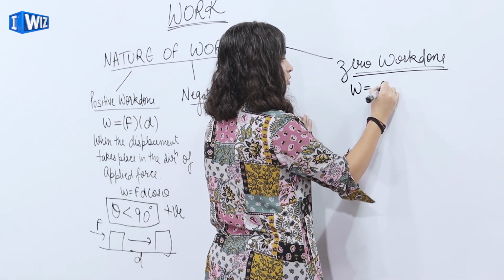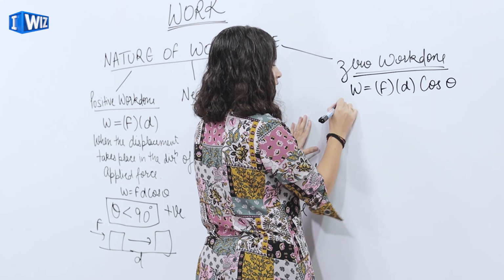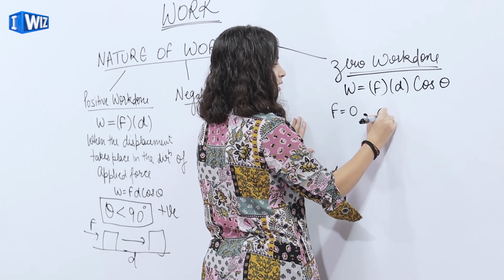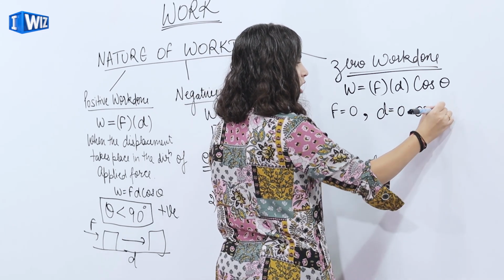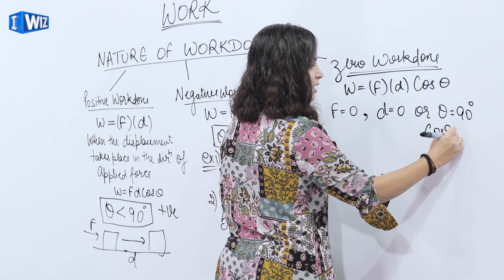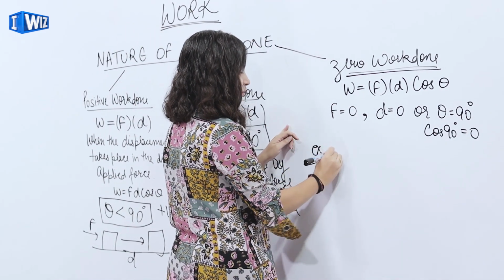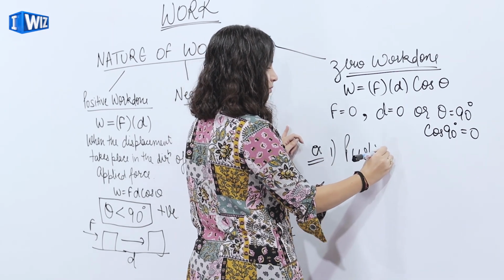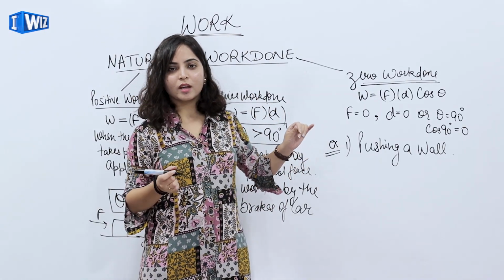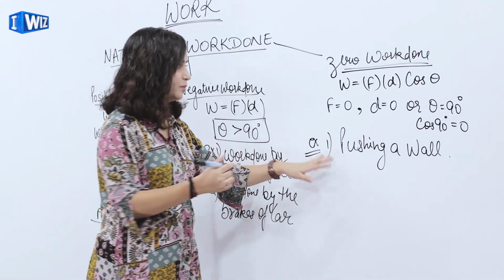Now let's discuss zero work done. Work done is equal to force into displacement cos theta. For work done to be zero, either force is zero, displacement is zero, or theta is 90 degrees, because cos 90 is equal to 0. What will be examples of this? Pushing a wall. When we push a wall, we are applying force but displacement is 0. In that case, work done will be 0.